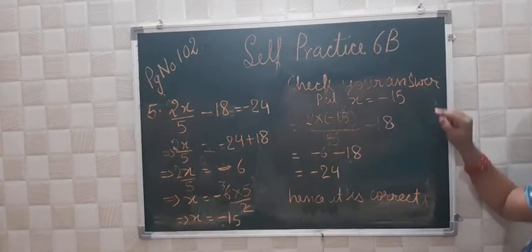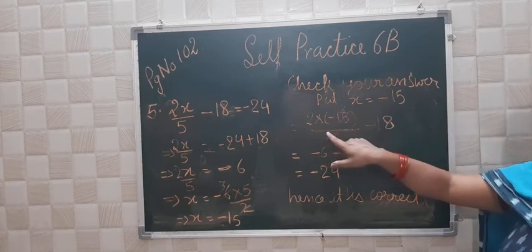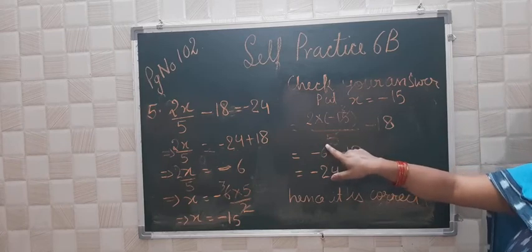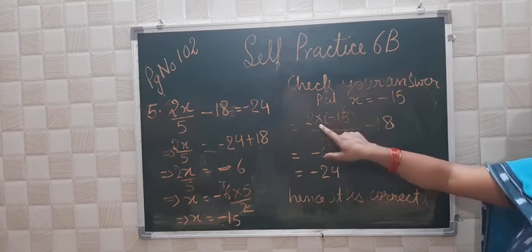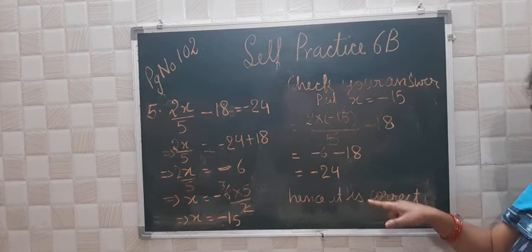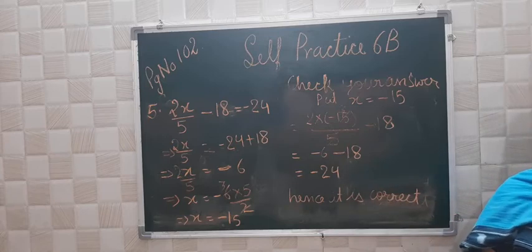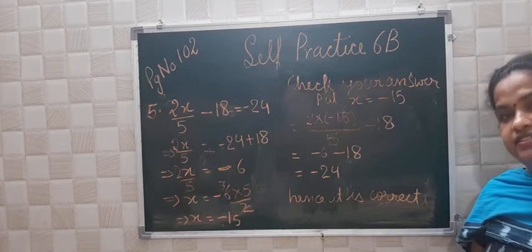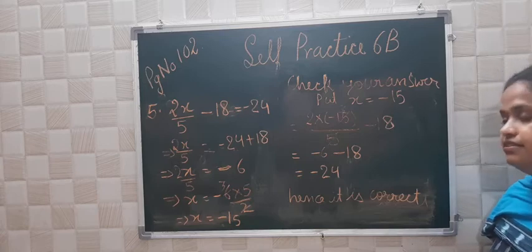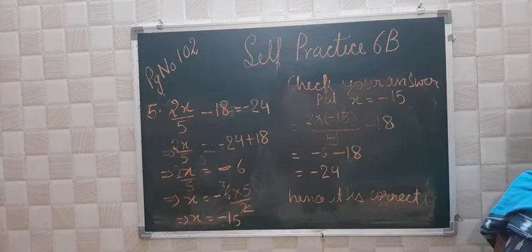Now you have to check your answer. So you will put x is equal to minus 15. The 2 into minus 15 upon 5. The 5 3s are 15. The 2 into minus 3, it will be minus 6, and minus 6 and minus 18 will be minus 24. Now you can see that minus 24 is on the right hand side. So hence the answer is correct. Now see question number 6.